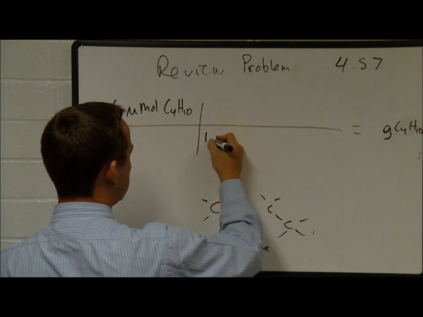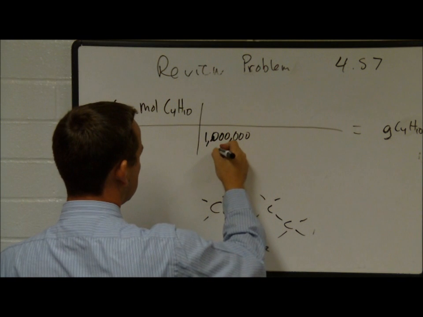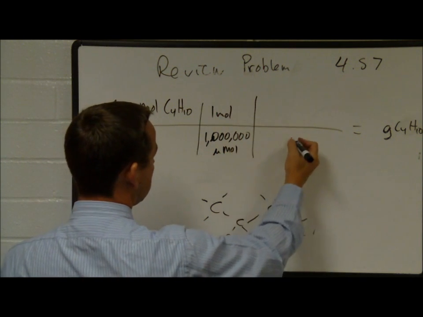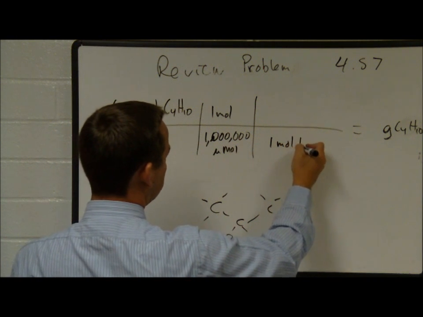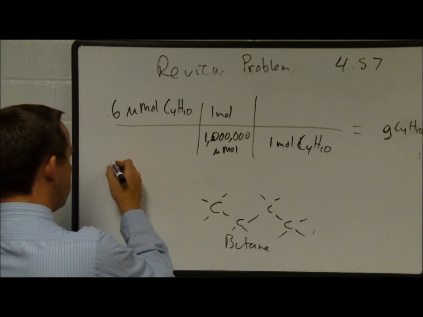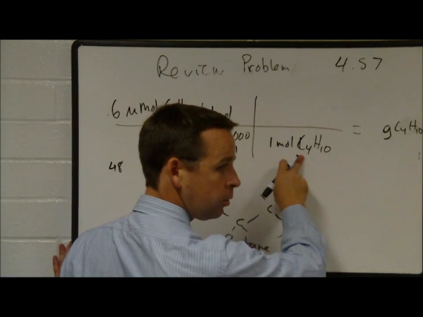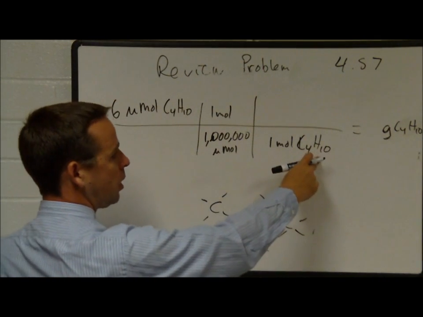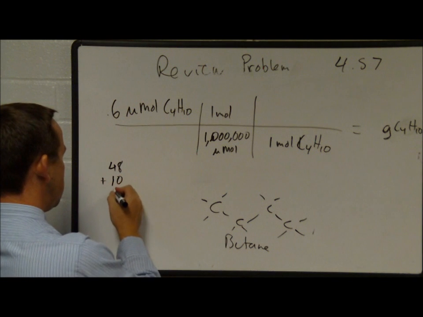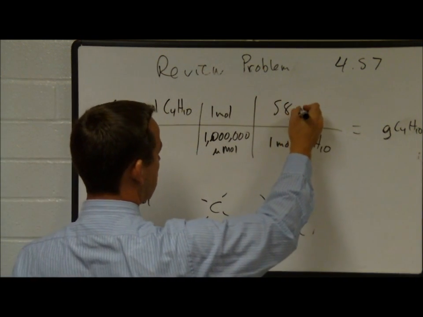For every 1 million micromoles, we have 1 mole. Correct? And for every 1 mole of C4H10, we have 12 times 4, 48. Carbon weighs 12, 12 times 4, 48. Hydrogen weighs 1 times 10, so that's 48 plus 10, 58 grams per mole. So there's 58 grams for every mole.